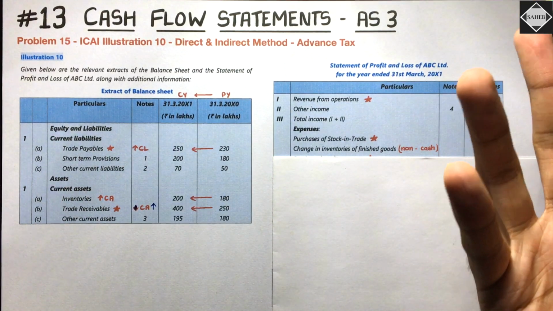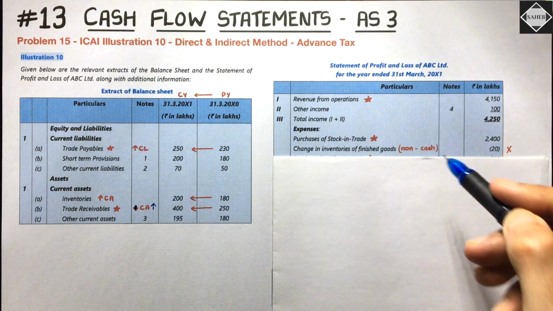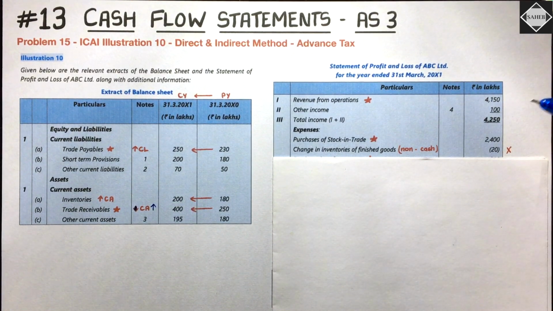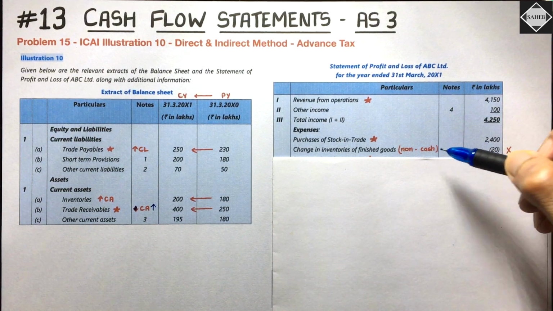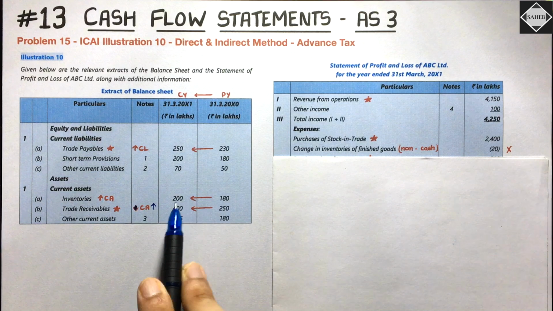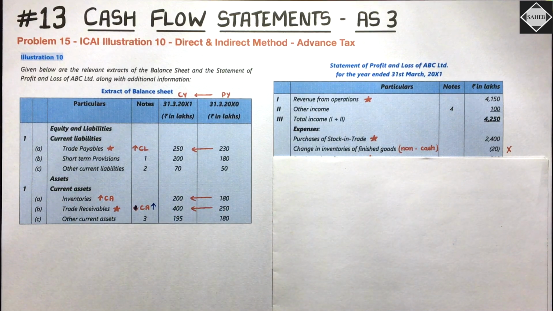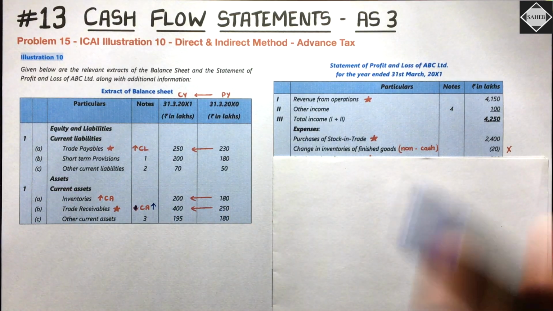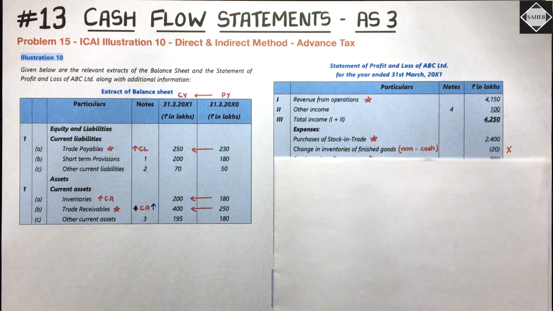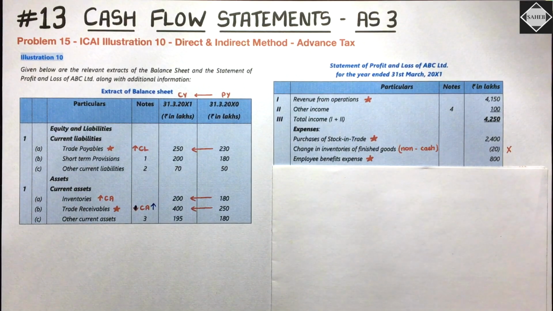Because in the indirect method, what will happen? Even though it's non-cash, it's an operating non-cash item. So that's why it will not be taken in the indirect method. We will not reverse this. What will happen is that in working capital changes, we are considering the change of inventory over there. So that is why again we will not reverse this. Is it clear?